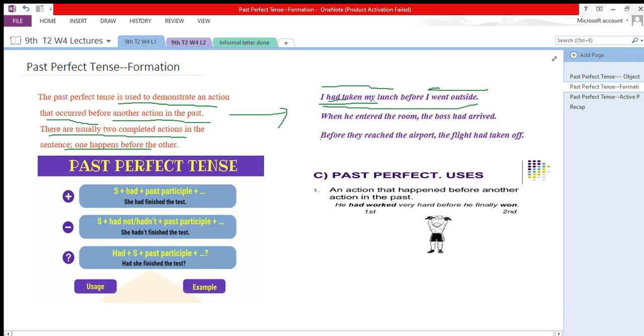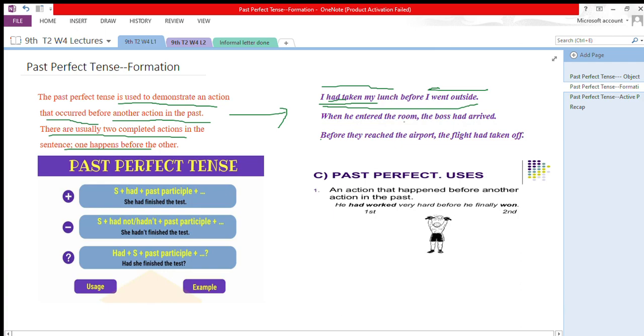I had taken my lunch before I went outside. I cannot say I took my lunch before I had gone outside. That would be wrong to say. We have to understand which action took place before the other action, and that action would be described in past perfect tense. Here is another example.